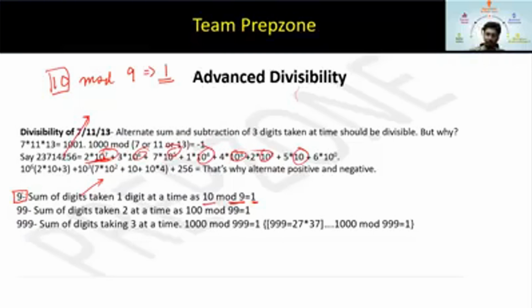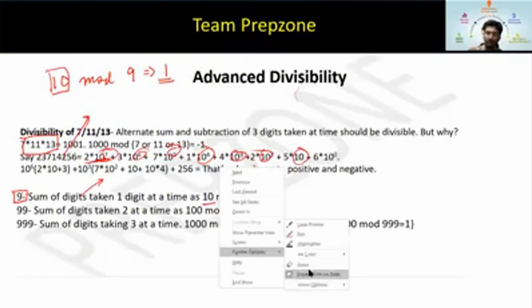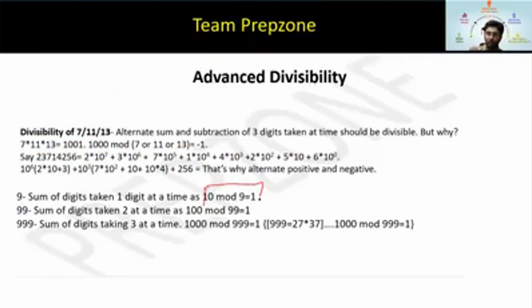Is this clear to everyone? About 7, 11, 13, about 9. Any doubt till here? What is the concept behind divisibility? It is easy to learn the formulas, but this is the concept behind it. Is it clear, everyone? Till 9, is it clear? Bharat, for 9, what is the case? 10 mod 9 is what? 1, right, Bharat?